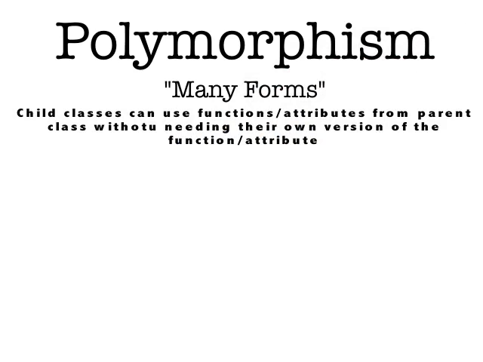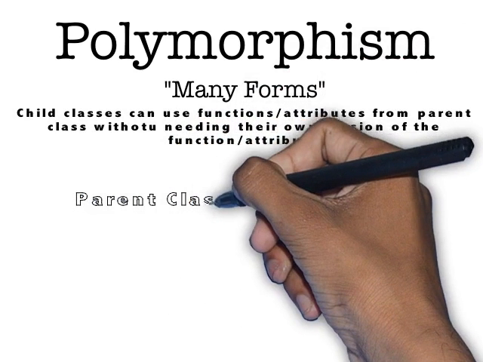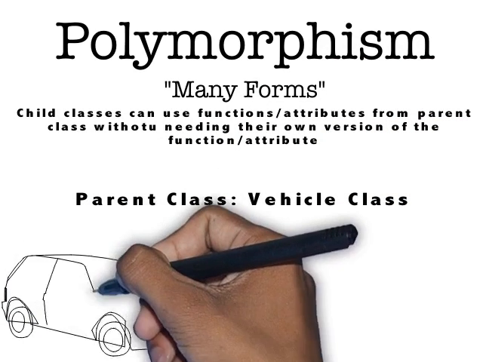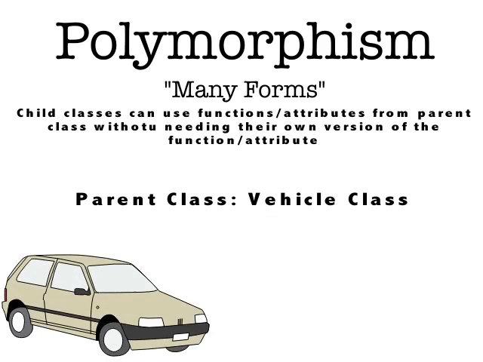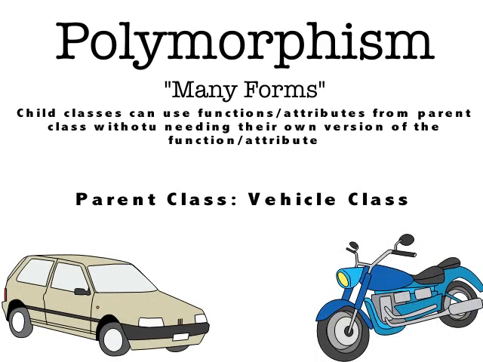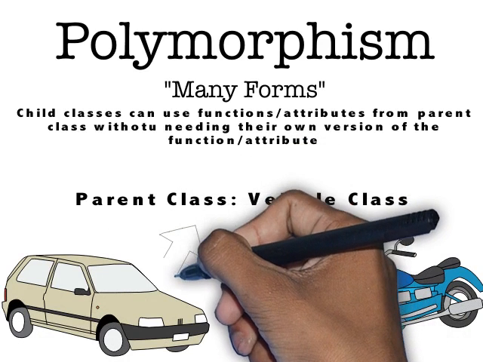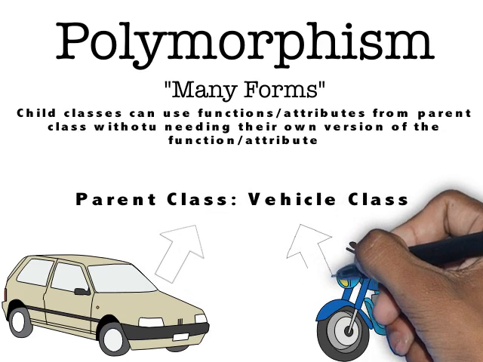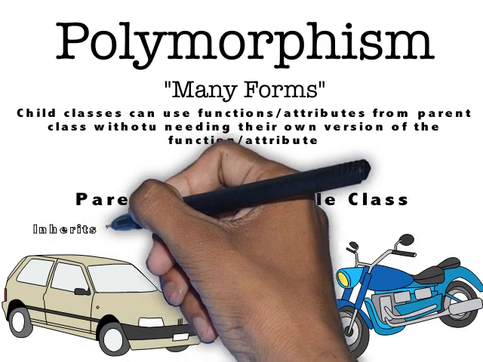Let's bring this back to our car dealership software example. Let's say we want to be able to get a detailed report of each vehicle in our inventory. We could have a function in our vehicle class that prints all the attributes of that vehicle. Then, the car and motorcycle class can call that function to help us get our report. This simplifies our code because both child classes can use the function from the parent class without needing their own version of the function.